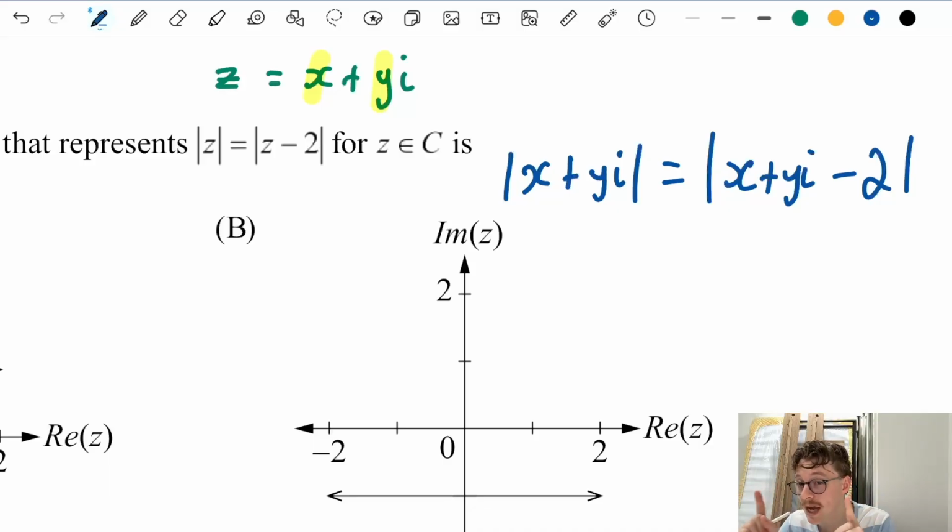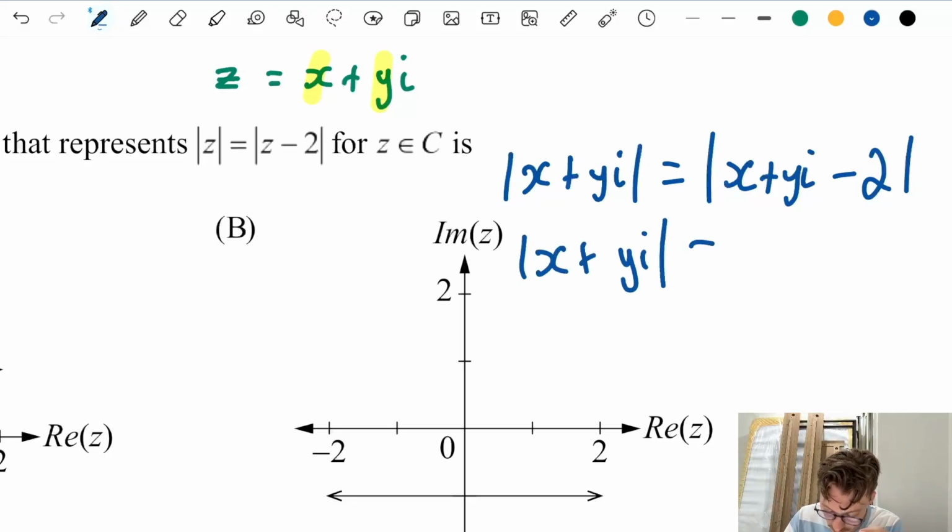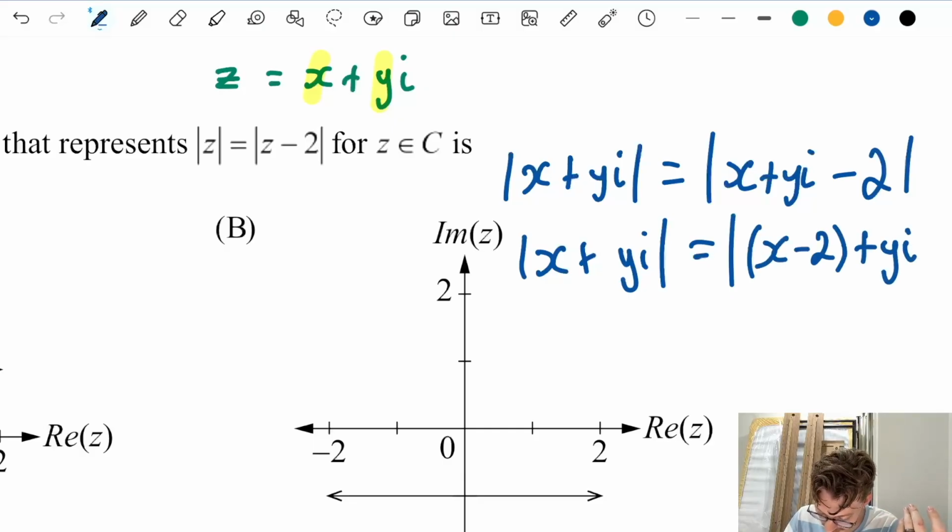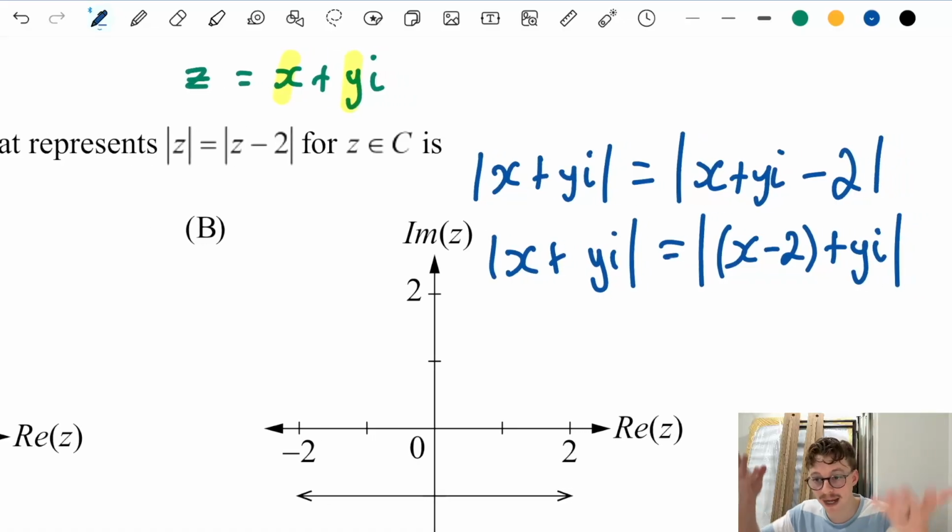Before I do that though, I'm going to start by collecting my real and imaginary parts on the right hand side. So the left hand side is going to stay the same. The right hand side is going to give me the real part x minus 2, and my imaginary part is still going to be plus yi. Now, I can actually square both sides here. As long as I balance, I'm fine.